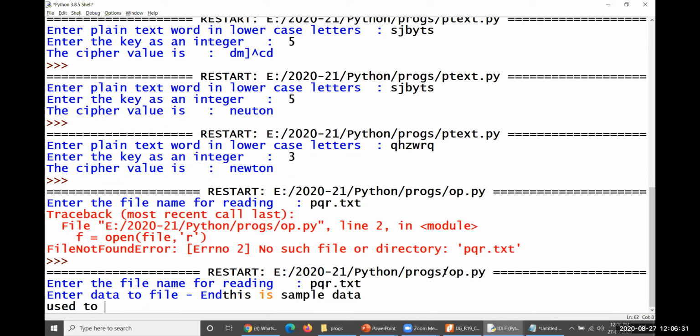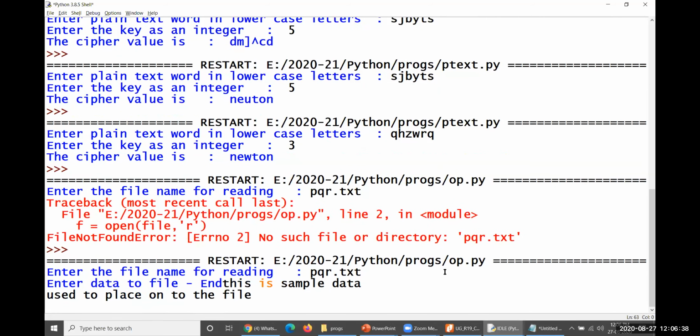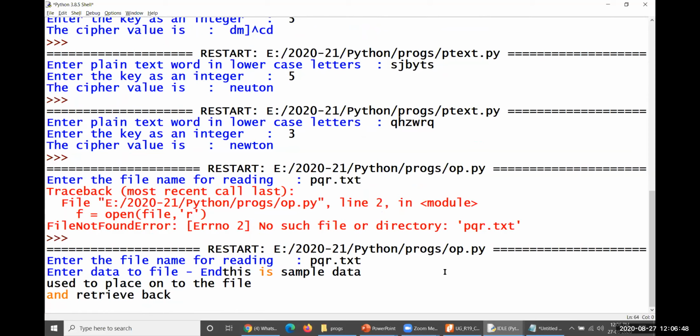used to place onto the file and retrieve back. However, you can take anything. Yes, I am thinking that my file contents are over. Now you have to type END. Okay, so yes, your data has been written.